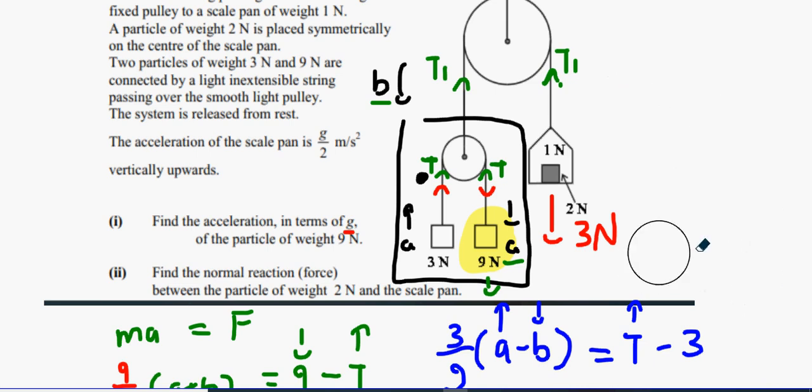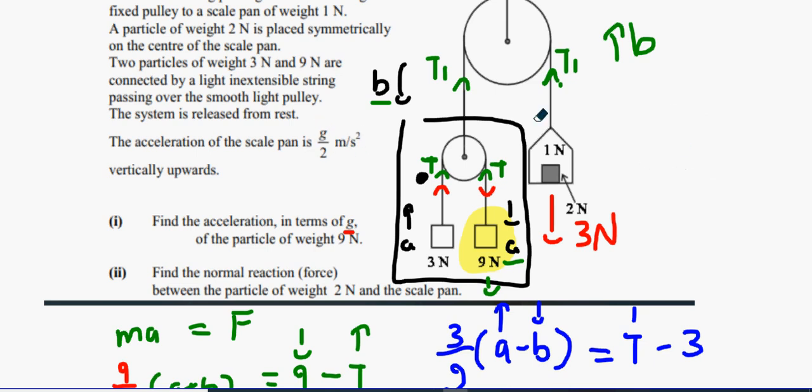So what do you reckon? T1 going. So overall, is it going down or up? It's going up. Okay. So what's it going to be? 3 over G equals what? The acceleration is G over 2. It says here, just the actual acceleration of the scale pan is G over 2.